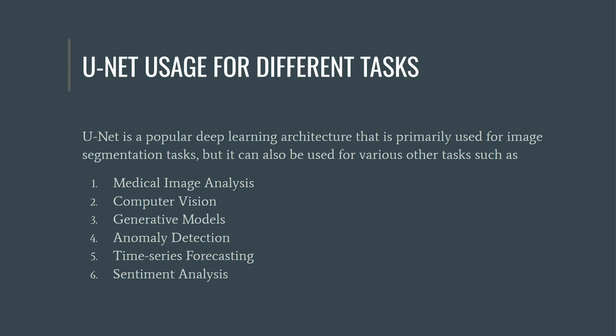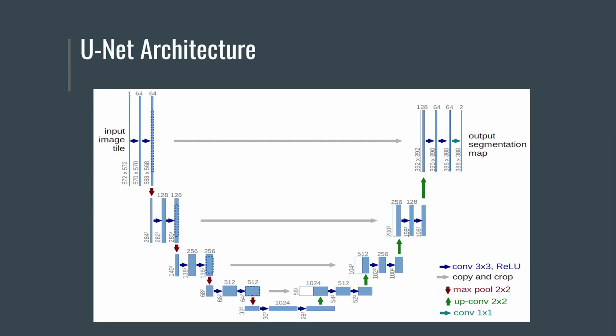In generative models, UNet generates images, audios, or text that do not exist. It's a unique one. Now let's talk about anomaly detection. In anomaly detection, UNet finds irregularities in images, financial transactions, manufacturing processes, or network traffic. Also, time series forecasting and sentiment analysis can be done using the UNet architecture.